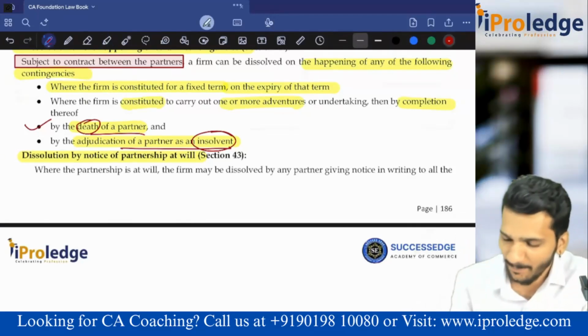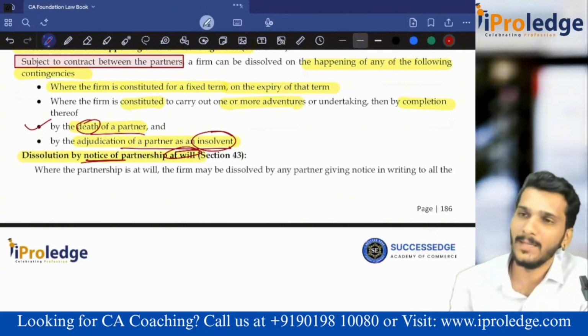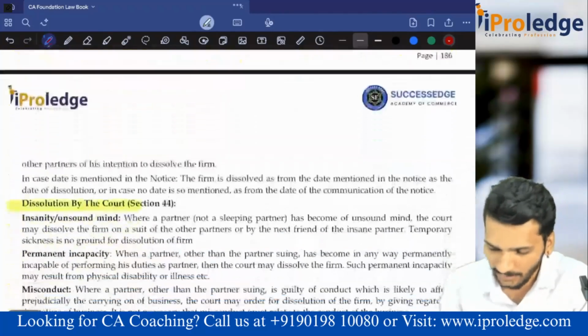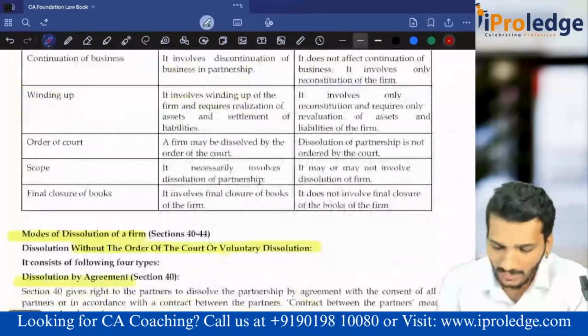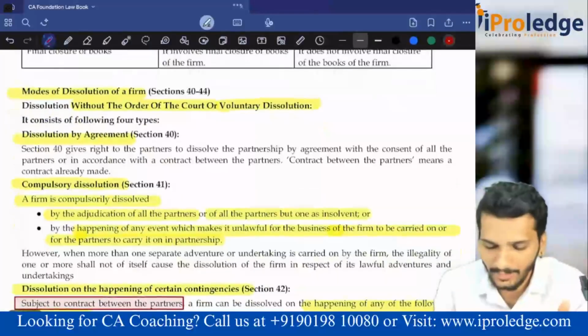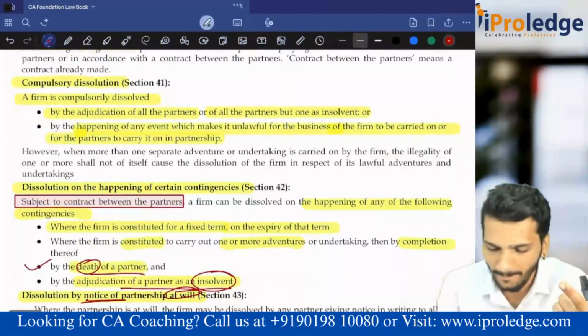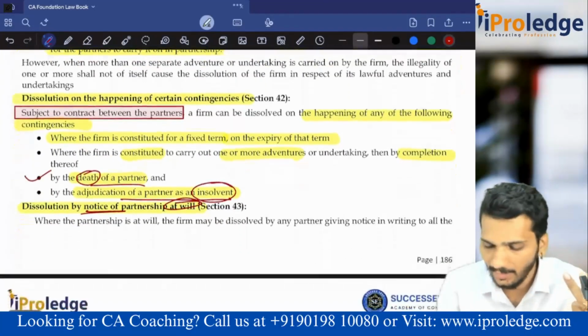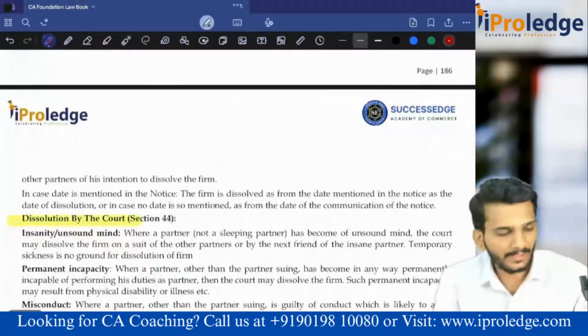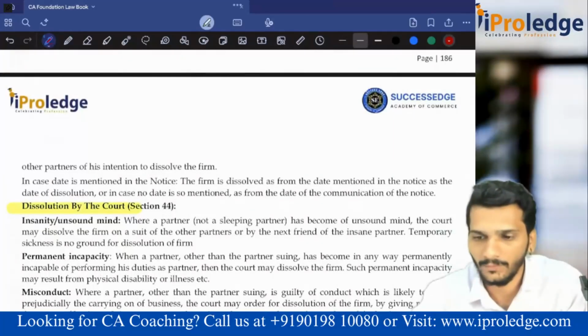If it is a partnership at will, then by giving notice, partners can dissolve the partnership. These are the voluntary dissolutions. What are those voluntary dissolutions? One is by agreement, one is by compulsory dissolution, then dissolution on happening of certain contingencies, then by notice of the partners when the partnership is at will.